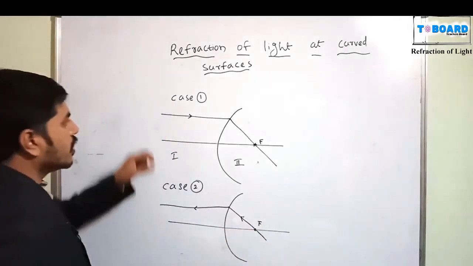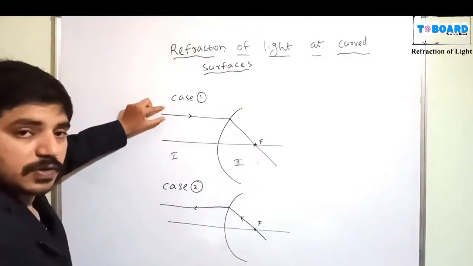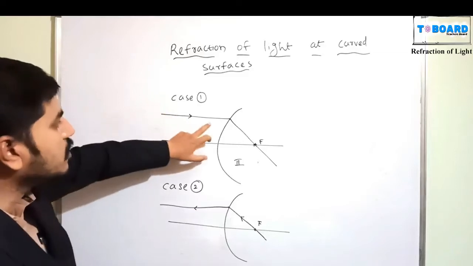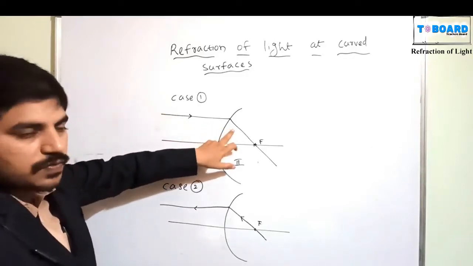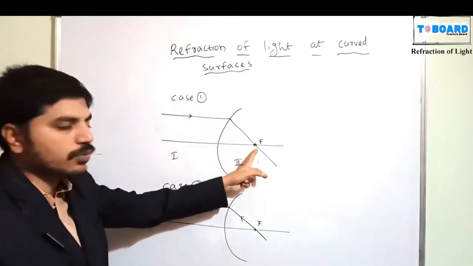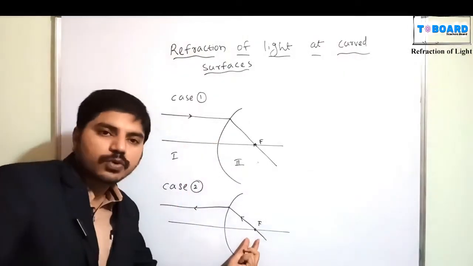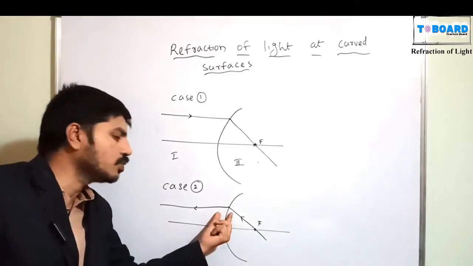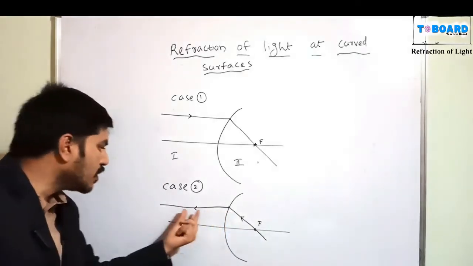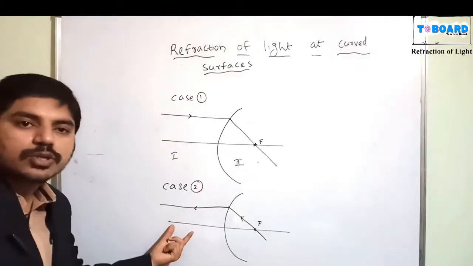Case 1: if any ray is coming from infinity parallel to the principal axis, then after refraction from a curved surface, the ray passes through the focal point. Case 2: if any ray is coming from the focal point, then after refraction through a curved surface, the ray goes to infinity, parallel to the principal axis.